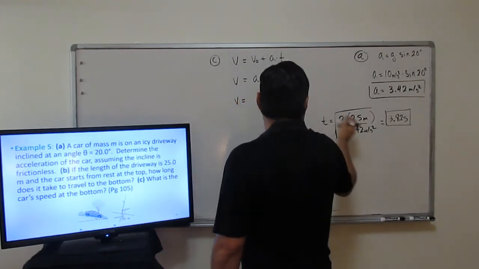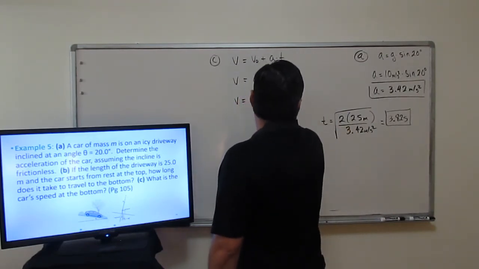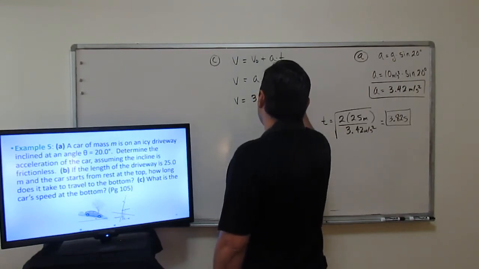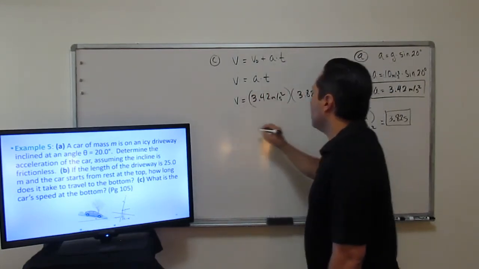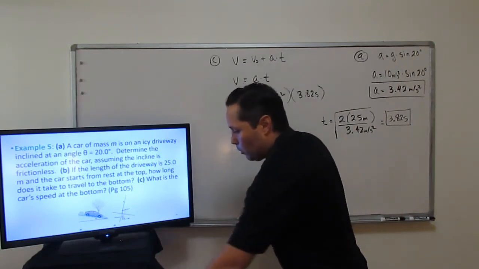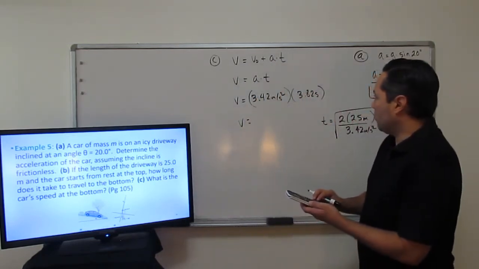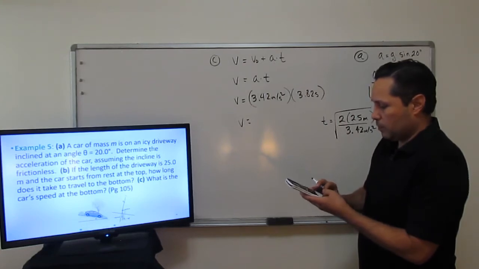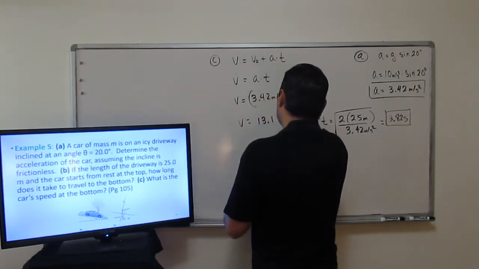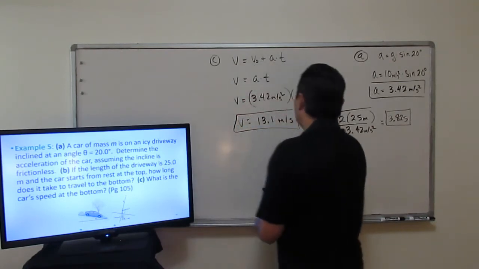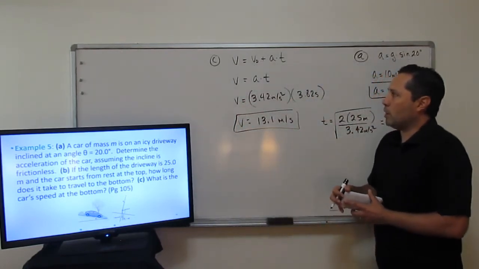The acceleration was 3.42 meters per second squared. The time was 3.82 seconds. Multiply them together, and that's going to go ahead and give us a velocity at the bottom of the hill. It's traveling at 13.1 meters per second. That is the velocity of the vehicle at the bottom of the hill.